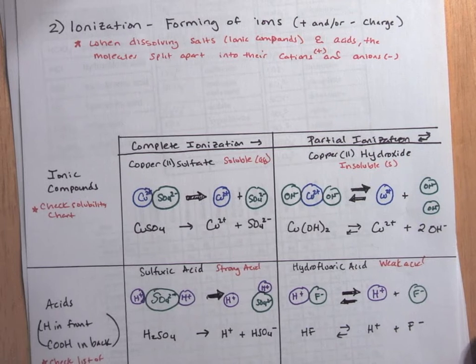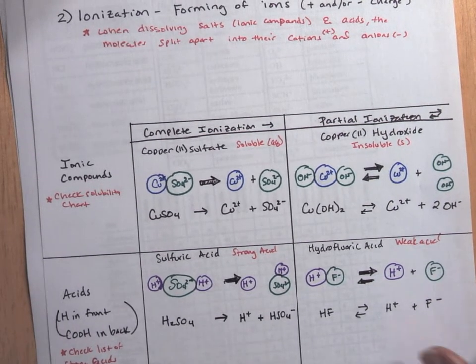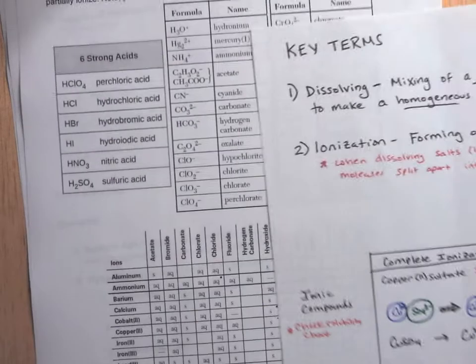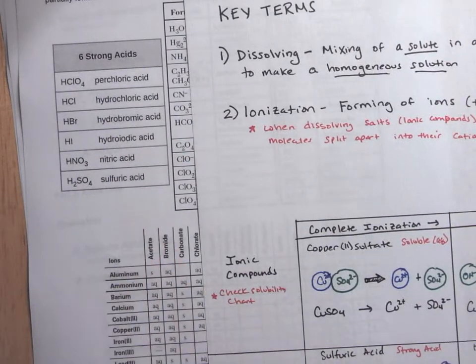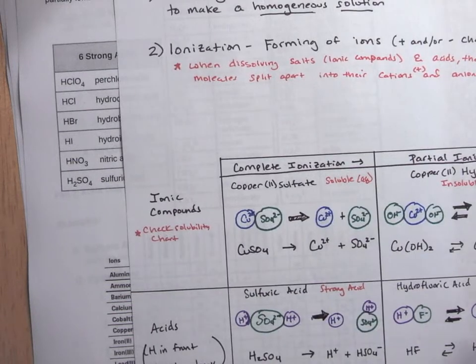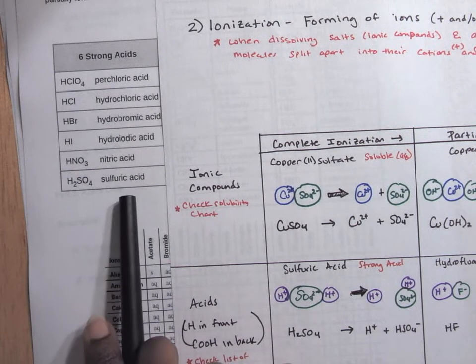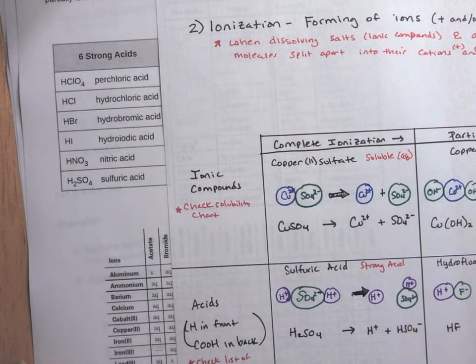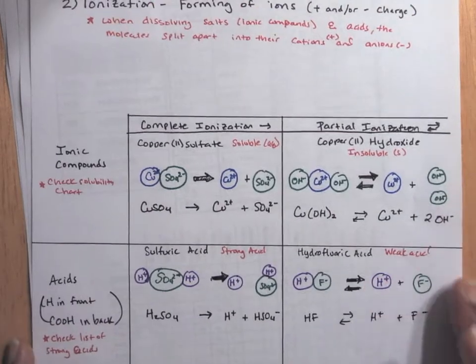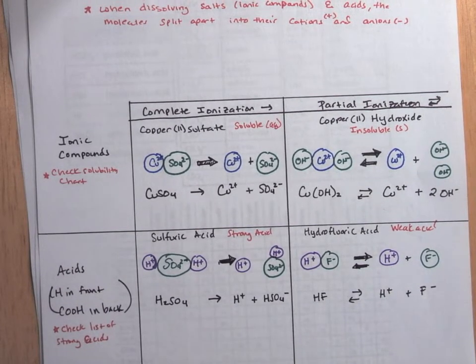For acids, to figure out if it's complete or partial, we use the list of strong acids. If it's on this list of strong acids, then we know it is complete ionization. And if it's not, it's going to be partial. So let's take a look at this first one here. We have sulfuric acid. You see that on the list there. So we know that's going to be complete ionization. Once again, we're going to use the single arrow to show that all of it has ionized.